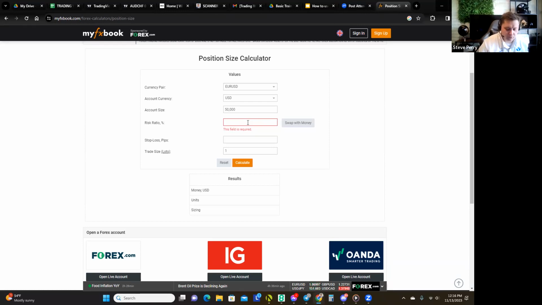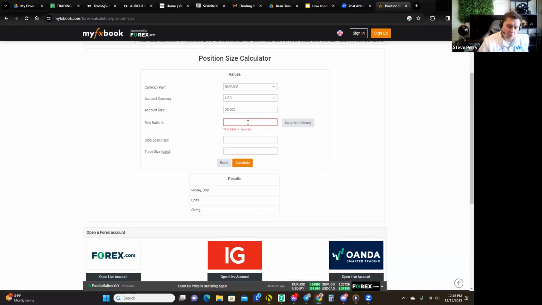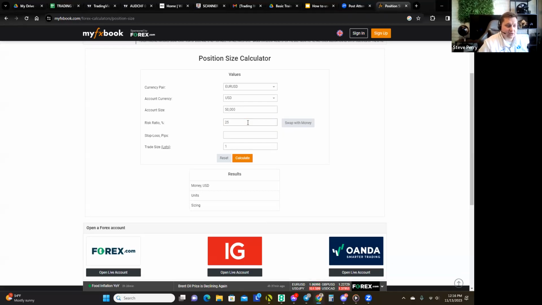Okay, so now you've got to put in your risk ratio. So let's put in 0.25. I've had people just type 0.25, and notice how it forgets it. It actually doesn't put in the point. So be very, very careful. If you don't put in 0.25, it's actually 25%, and that's a huge trade. So 0.25 is what I've been putting in for my trades when I trade the COT report.